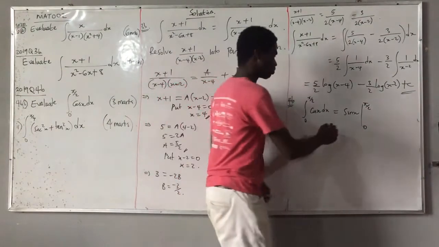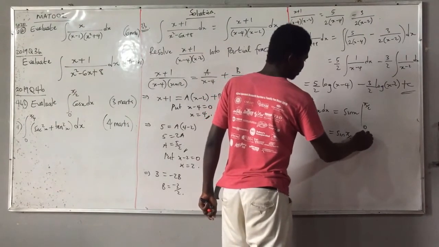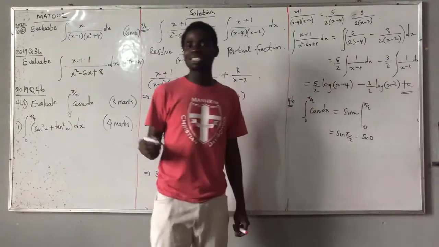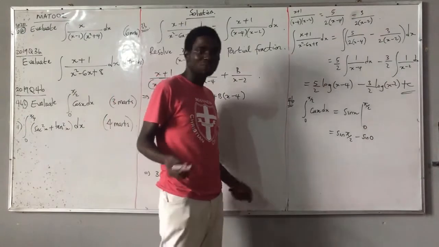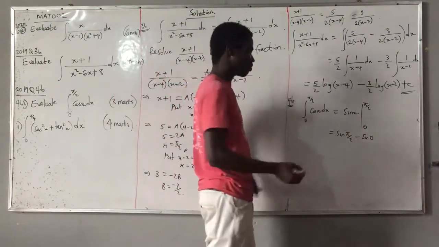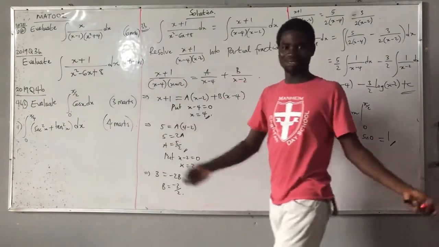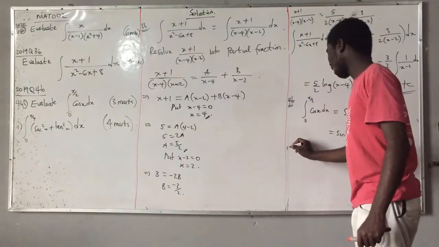So this one will now be sine pi over 2 minus sine 0. Sine pi over 2 is sine 90. Press calculator. Sine 90 is 1. 1 minus sine 0. Sine 0 is 0. 1 minus 0 is 1. So the answer to this question is 1. 3 marks. Imagine.